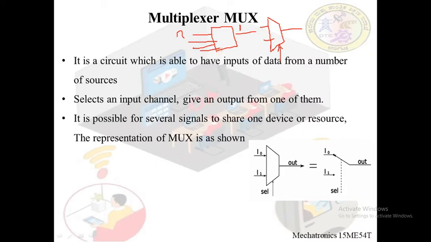The multiplexers are mainly used to increase the amount of data that can be sent over the network within a certain amount of time.